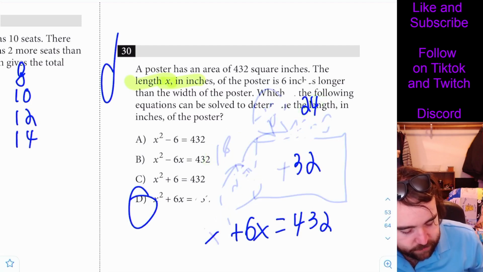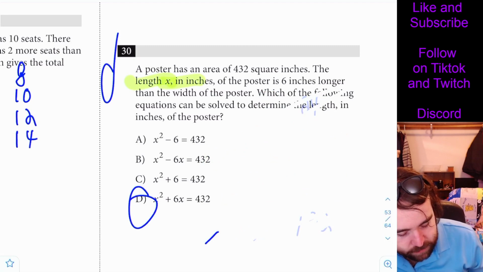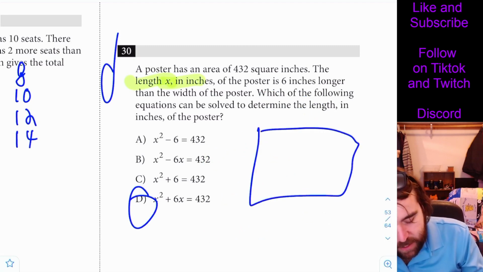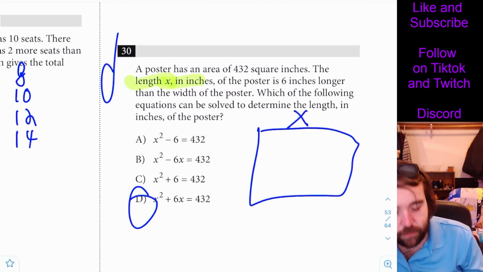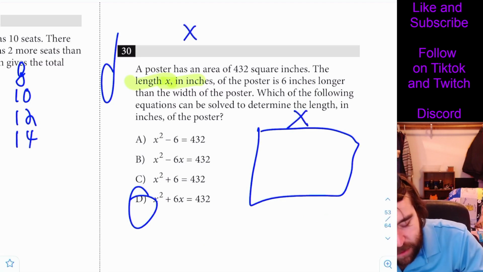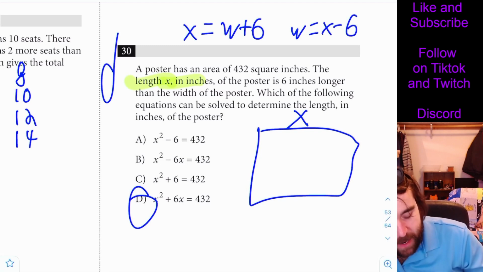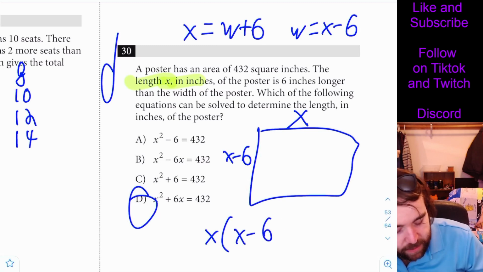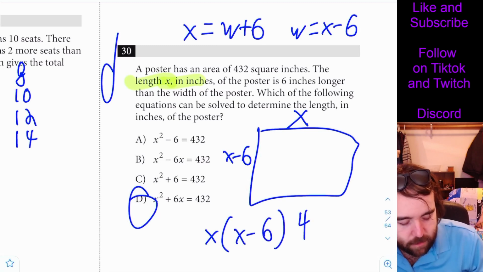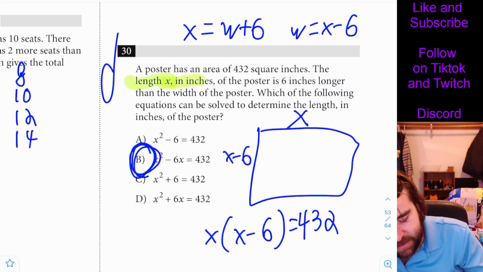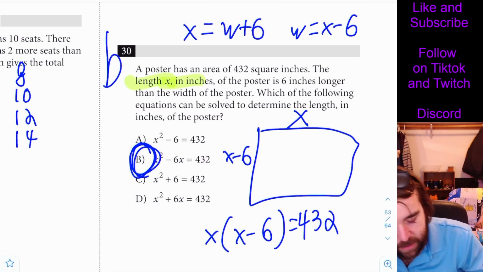So what we really should have done here was start with similar things. We should still have this picture, this rectangle, but we should have said our length is x. So that's just x. We would still have the thing where the length is the width plus 6, but how we use it then is to say that the width is x minus 6. So then when we talk about the area, we're looking at x times x minus 6 is 432. So if we were solving this entire problem out, I would have gotten the answer correct.